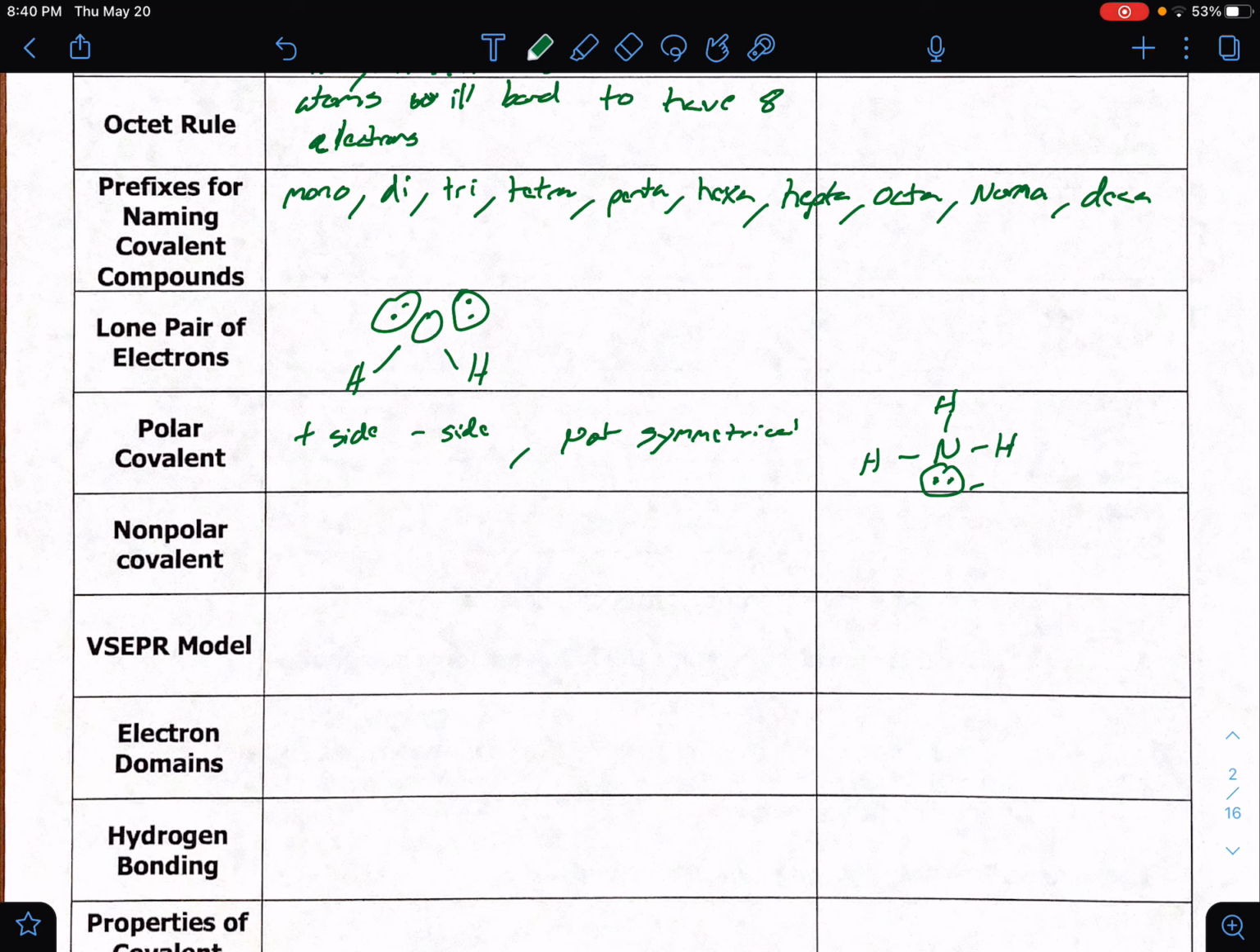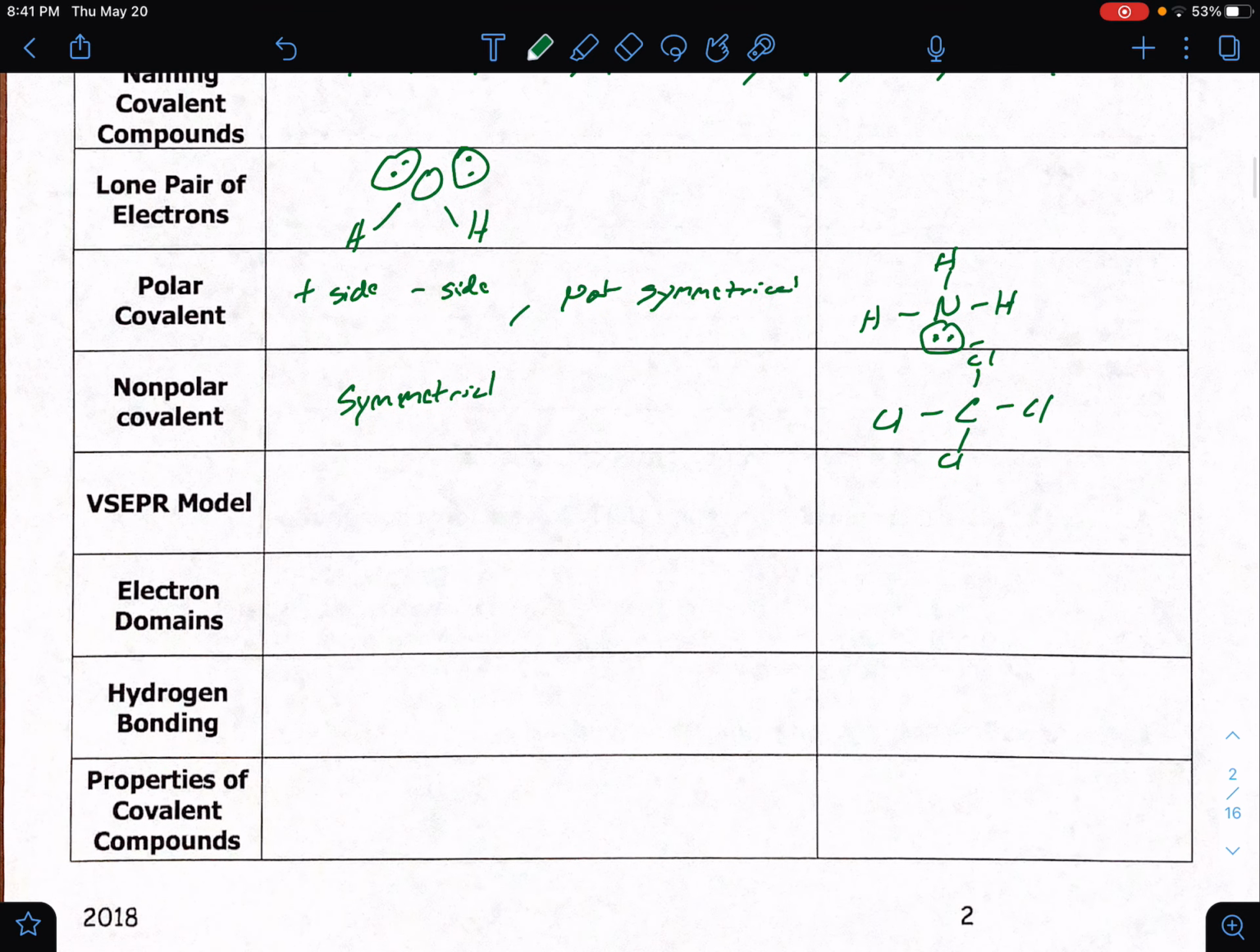Non-polar is basically when it's just even all around. So this would just be symmetrical. An example like that would be carbon in the middle with a chlorine over here, chlorine here, and chlorine here. Okay, so everything's nice and symmetrical.